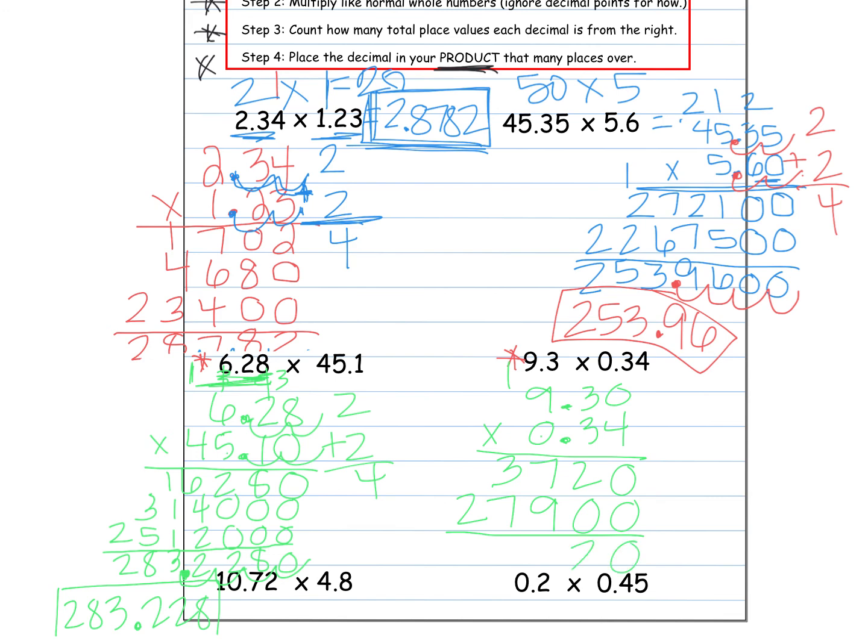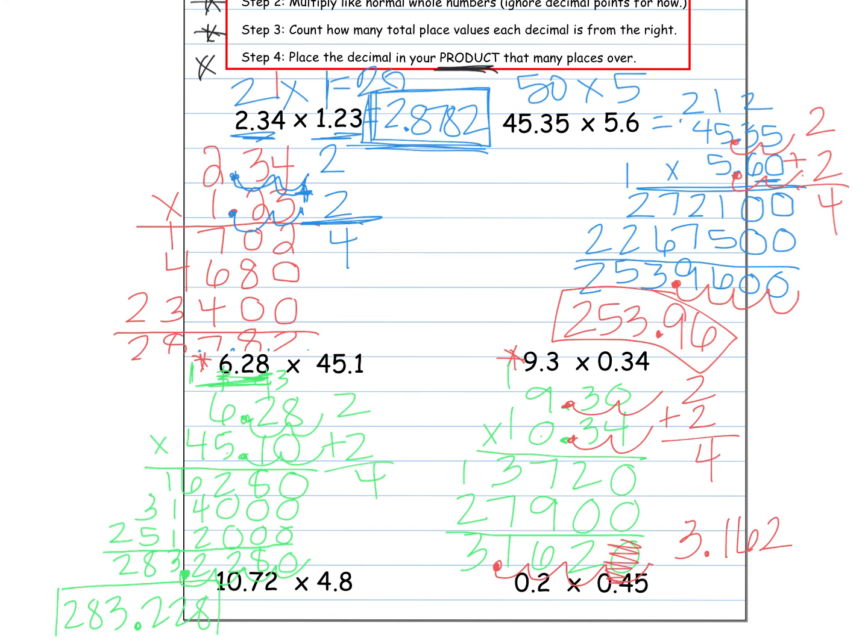0 plus 0 is 0. 2. 9 plus 7 is 16. Add that 1. 7 and 3 is 10. 1 is 11. So I have 31620. So we're going to go in 2, so 2 and 2 again is 4. And then I'm going to start here and go 1, 2, 3, 4. And I end up with 3 and 162 hundredths because I'm going to drop that 0.